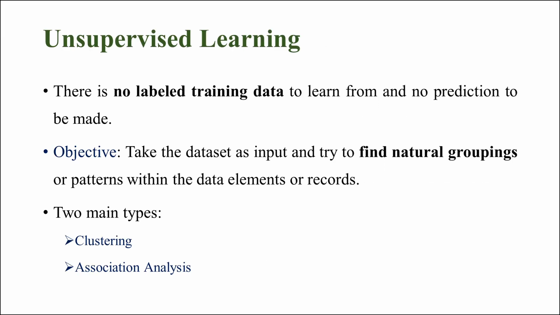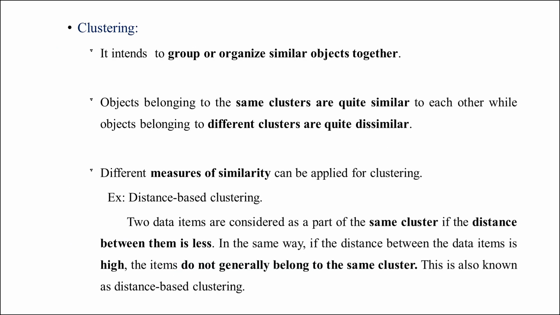The second broad category of machine learning is unsupervised learning. Here, there is no labeled training data to learn from and no prediction can be made. The main objective of unsupervised learning is to take the dataset as the input and the machine tries to find the natural groupings or patterns among the data elements or records. Unsupervised learning is further divided into clustering and association analysis. In clustering, the machine tends to group or organize similar objects together. The objects that belong to the same cluster will be similar and the objects belonging to different clusters will be dissimilar.